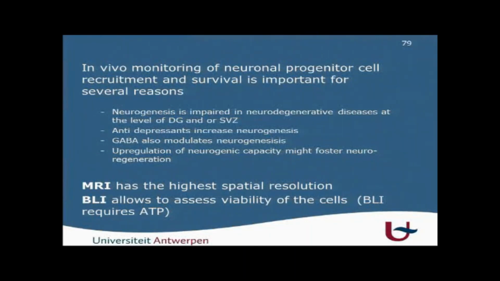So in vivo monitoring of neural progenitor cells could be important for studying neurodegenerative diseases as well, or the effect of antidepressants. Also, GABA has an influence on neurogenesis, and I mentioned GABA in another context before. And MRI has a high spatial resolution to do it, but I showed you the BLI images because BLI is a viability marker, and it allows you to tell whether the cells are still alive.